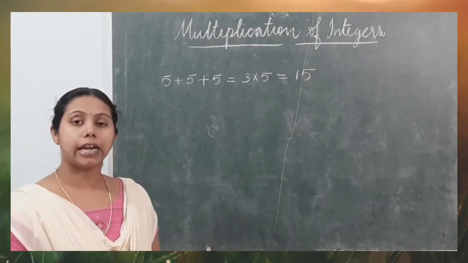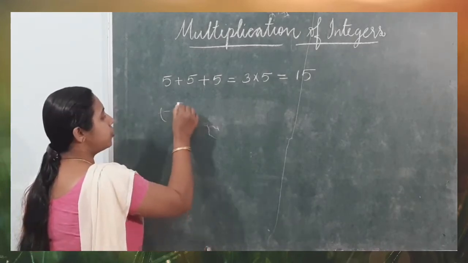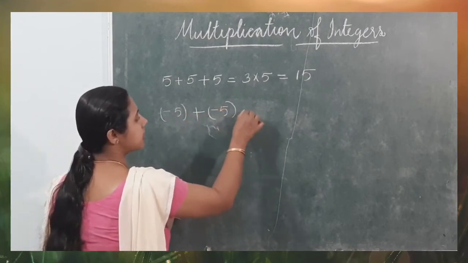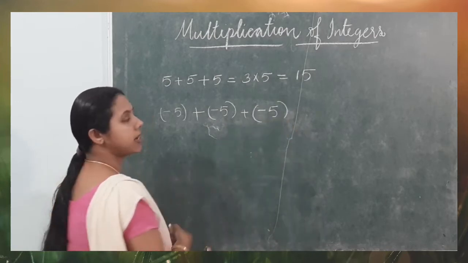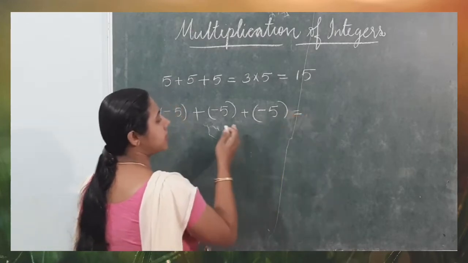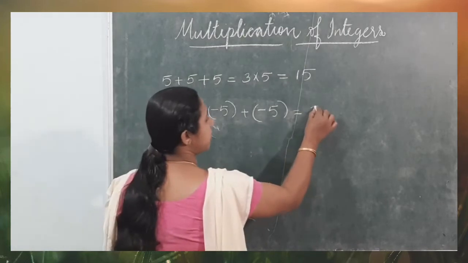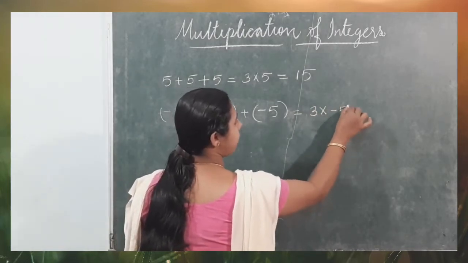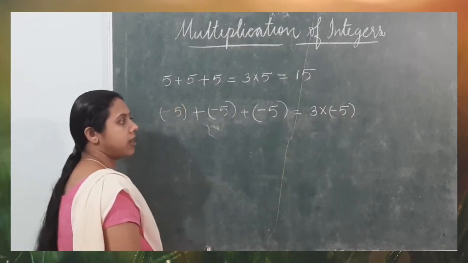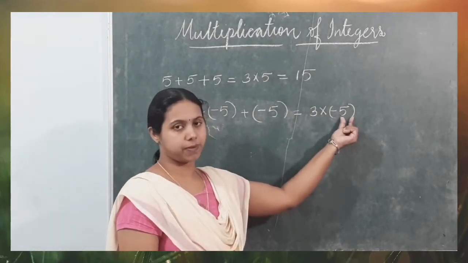Can you represent the addition of integers in the same way? Minus 5 plus minus 5 plus minus 5. Minus 5 is added 3 times. So, we can change that repeated addition in terms of multiplication. Then it will be 3 into minus 5. Here, a positive integer into a negative integer.